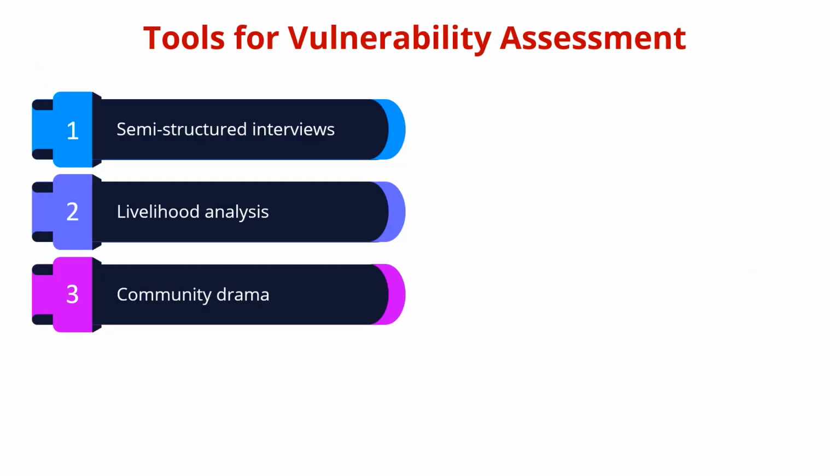Now, the next tool that we use for vulnerability assessments is called community drama. So community drama or theater can be an effective tool for assessing community risk and raising awareness. Community drama can present potential disaster scenarios in a vivid and memorable way, making abstract risks more concrete. And this can help to raise awareness about these risks among community members. Promote discussions. Drama can stimulate discussion about disaster risk, vulnerabilities, and coping strategies. These discussions can provide valuable insights for risk assessment.